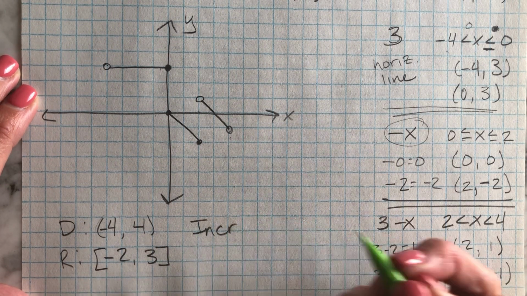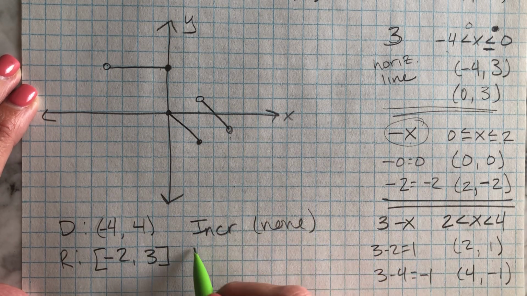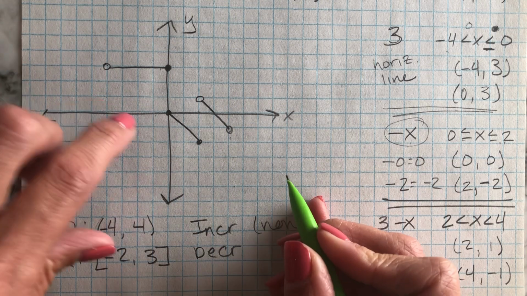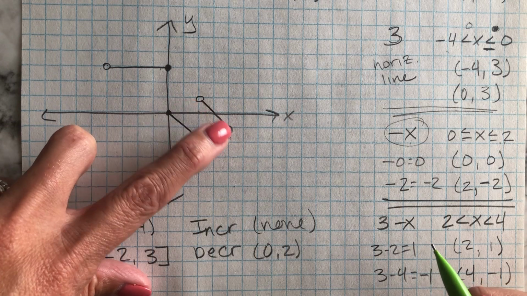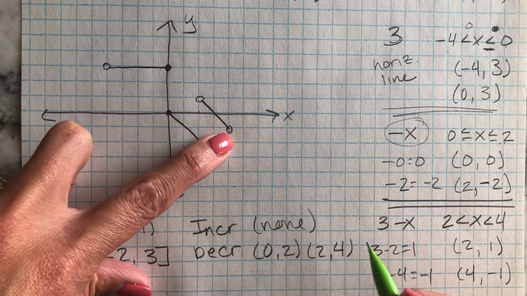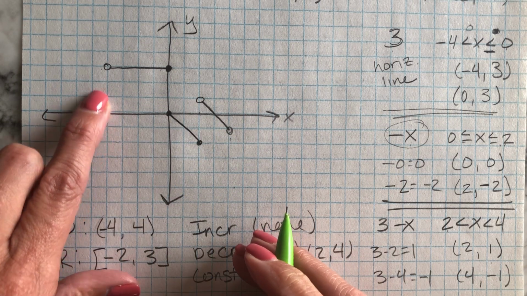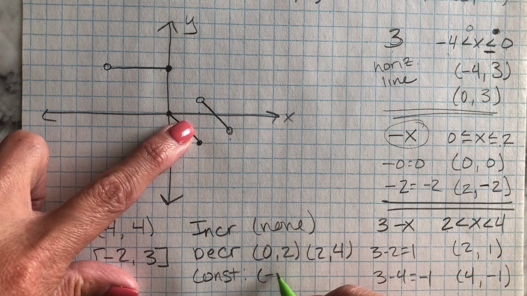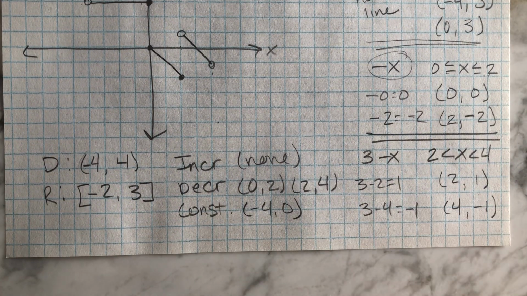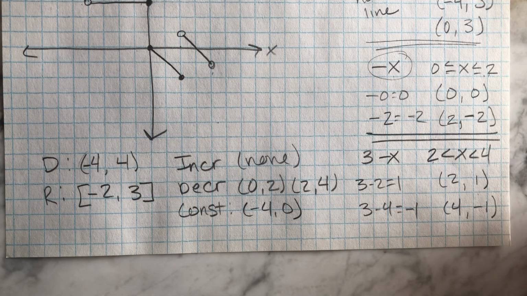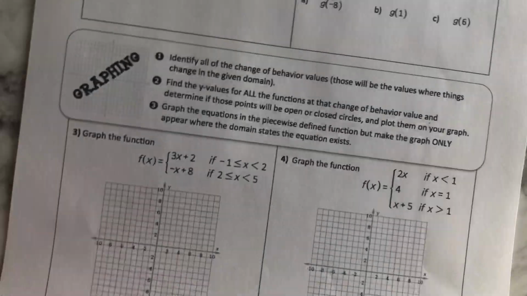Increasing, none. Decreasing, 0 to 2 and 2 to 4. And then your constant would be -4 to 0. Okay. All right, now let's look at the other notes.